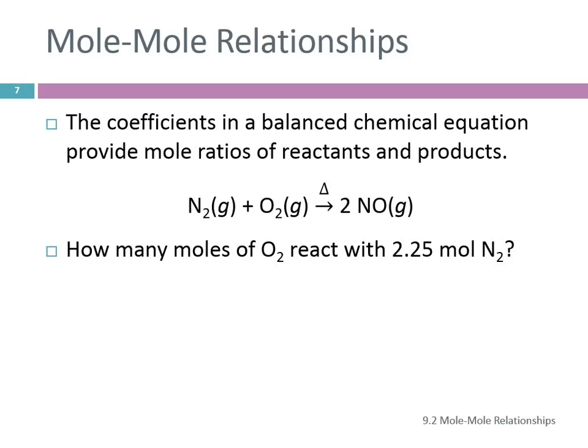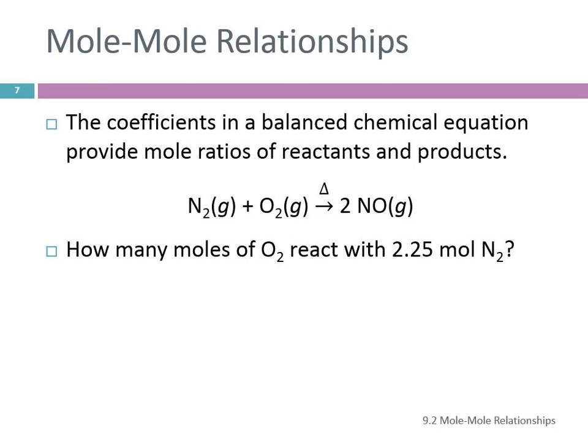What do you think? If we have 1 mole of nitrogen, it takes 1 mole of oxygen. If we have 2.25 moles of nitrogen, it would take how many moles of oxygen? 2.25. We have a 1-to-1 ratio here, and so we can just think about this one and have it work out. But of course, it's not always going to be like that. We can actually form unit factors from the balanced chemical equation.